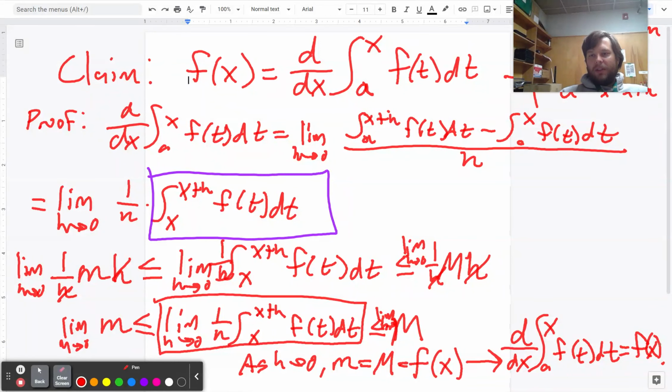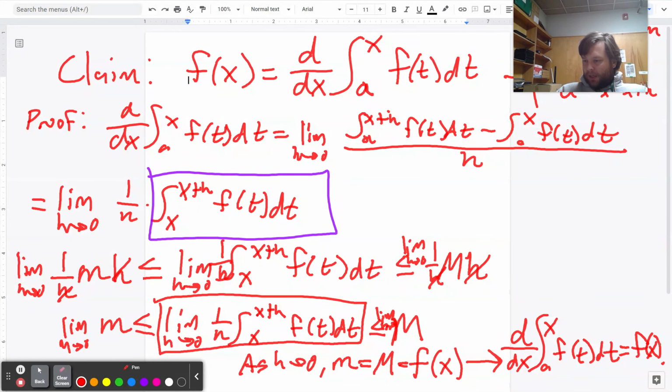A way to think about this geometrically is that as you go a little bit further to the right, the amount of area you are adding is equal to the height of the function. In other words, the rate of change of the area is the function itself.